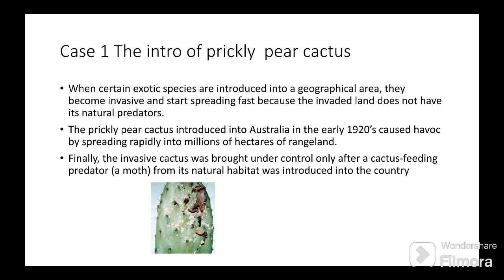Then finally the people of Australia brought this cactus under control by introducing a cactus eating moth, which was a predator, and the cactus was the prey here. So this explains the first point, that the predator controls the prey population. The predator, that is the moth, has controlled the population of cactus.